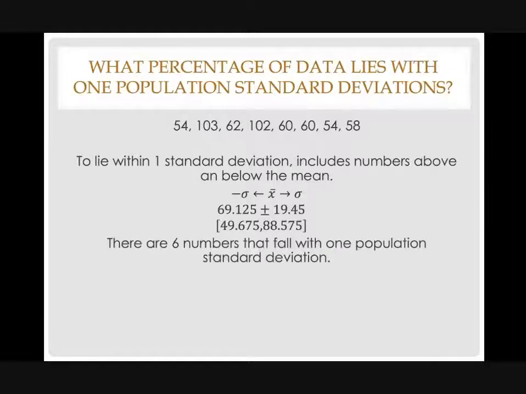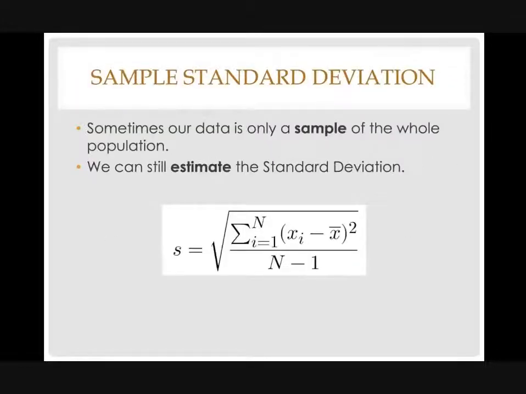And if you look at the data set, there are 6 numbers that fall within one population standard deviation. And so of our sample of 8, that is 75%. Now, this is the sample standard deviation. Sometimes we only use a sample to represent the whole population because it might be impossible to calculate for everyone. However, we can still estimate the standard deviation, and we will use the following formula. I'm not going to require that you memorize this formula. I'm just informing you as to how we determine this.